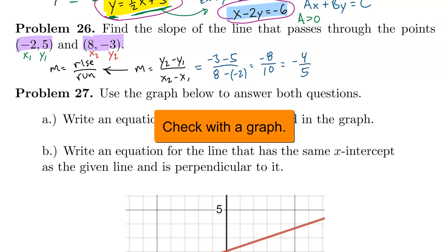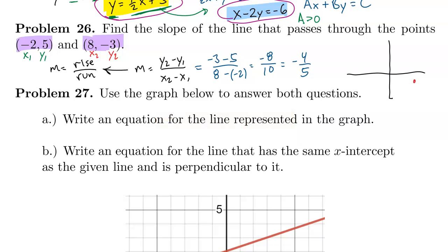Of course, it might also be helpful to think of this problem graphically. I can plot these two points on a coordinate grid. 8, -3 would be over here somewhere. -2, 5 would be roughly around here.